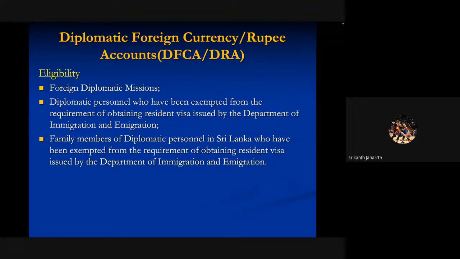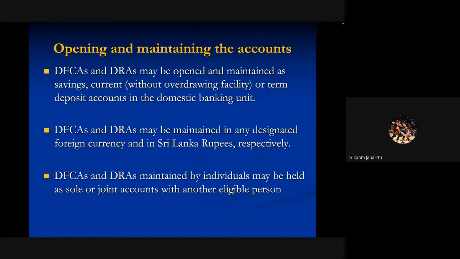So diplomatic missions. These people are permitted to open two accounts: a diplomatic foreign currency account as well as a diplomatic rupee account, right? DFC is the foreign currency account, DRA the rupee account. The diplomatic foreign currency account may be opened and maintained as a savings, current or term deposit. DFC may be maintained in any designated foreign currency, and DRA is an LKR account. DFC, DRA maintained by the individual may be held as a sole or joint account. Then husband and wife can open a joint account, or the father and the children can open a joint account, or whatever their preference, right?